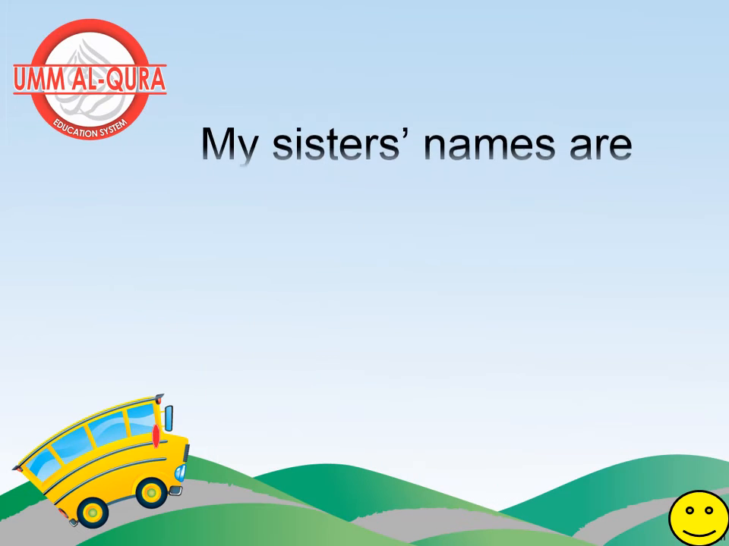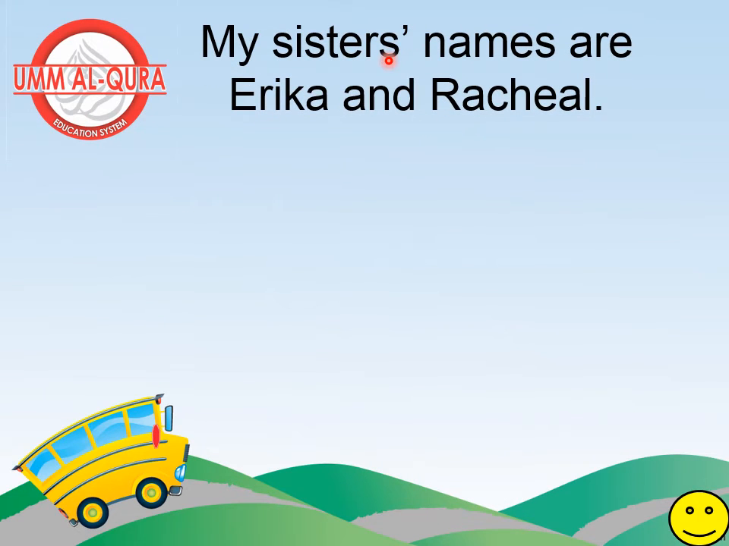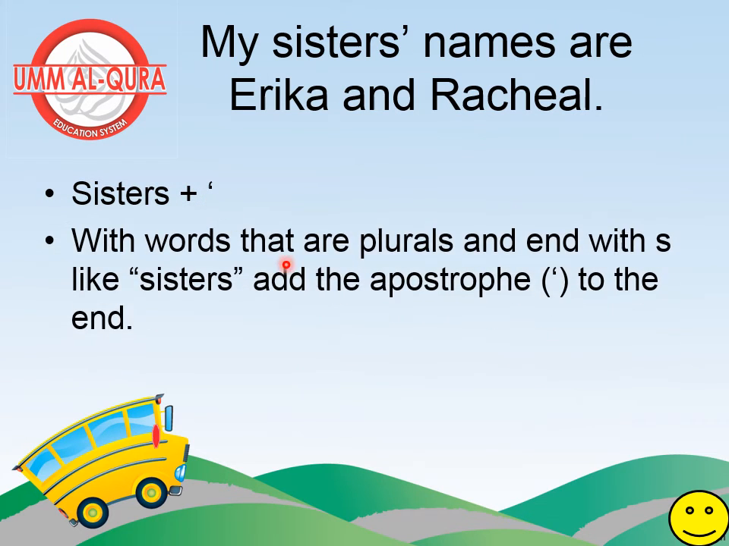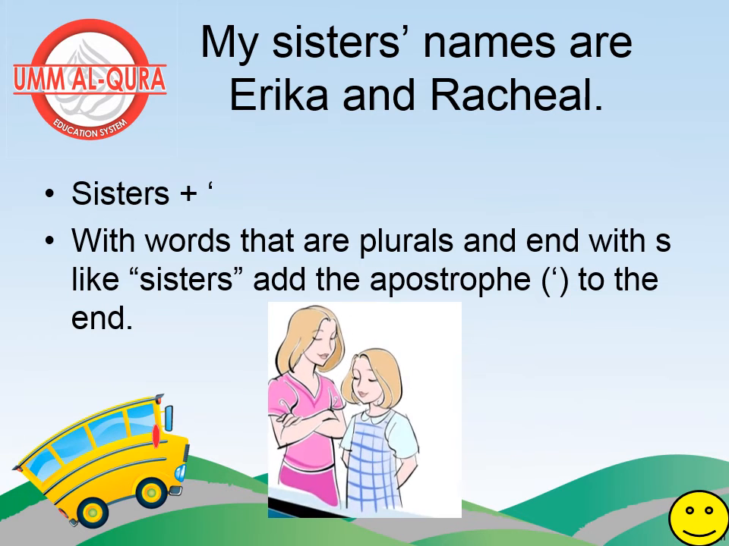Now the next one, how am I going to explain that? My sisters' names are Erika and Racheal. Sisters is a plural. Sister is singular and sisters is plural, which means they are talking about two persons or more than two persons. So we have just added apostrophe. It's a plural and it ends with s, so we have just added apostrophe over here. Sisters plus apostrophe to show the possession. With words that are plurals and end with s like sisters, add the apostrophe to the end. I have already explained that.